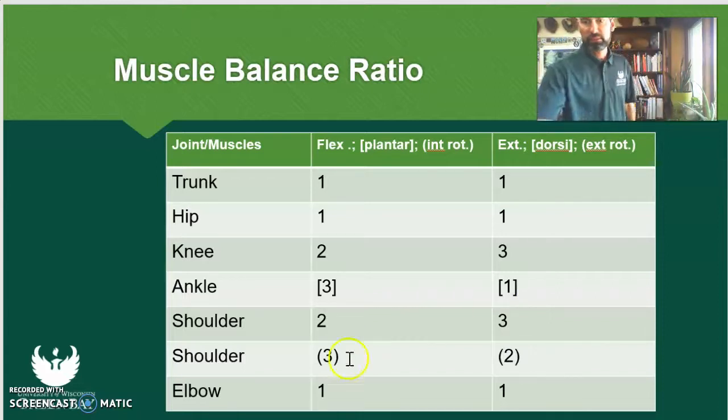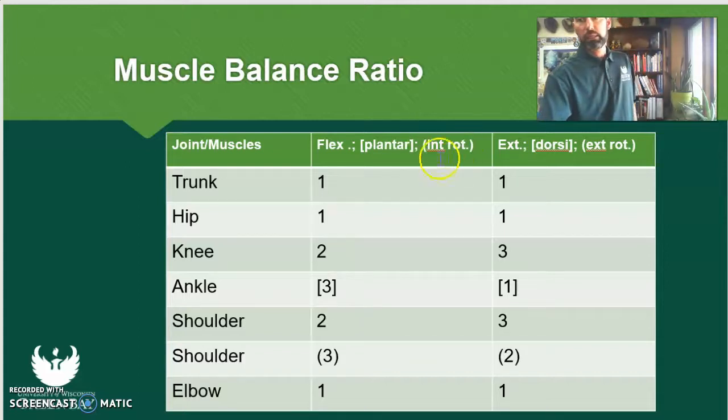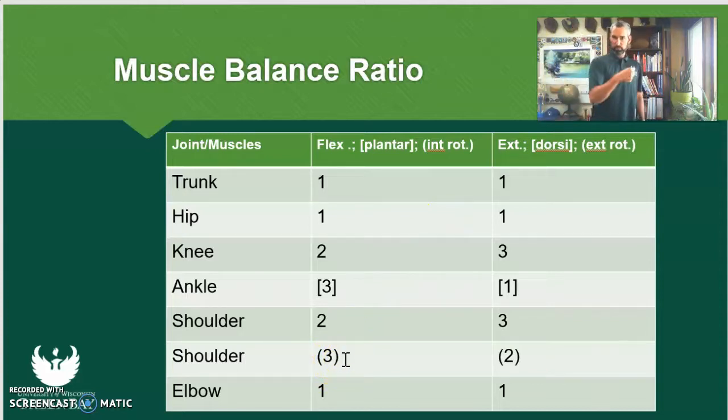So again, we want to look for those balances. Shoulder flexion, right here, and then shoulder extension. I can generate more strength in extension than I can with flexion. And in the parentheses, internal rotation: I can generate more force with internal rotation than with external rotation. And then elbow flexion and extension should be 1-to-1. So if I can lift 40 pounds in a bicep curl, I should easily be able to do 40 pounds with tricep extension.